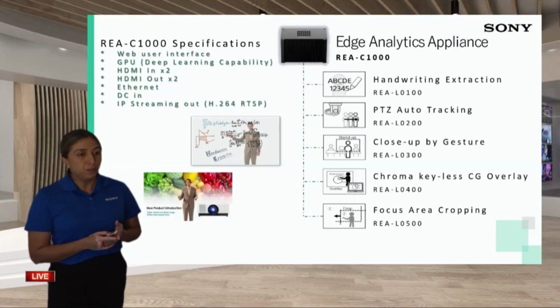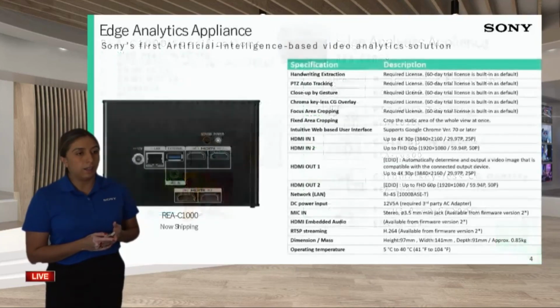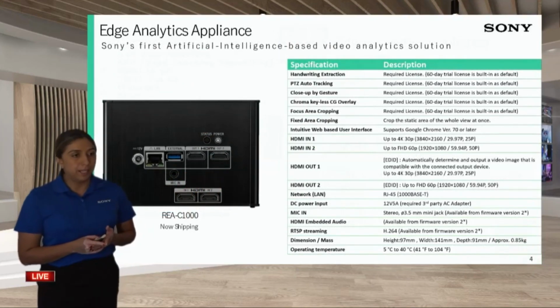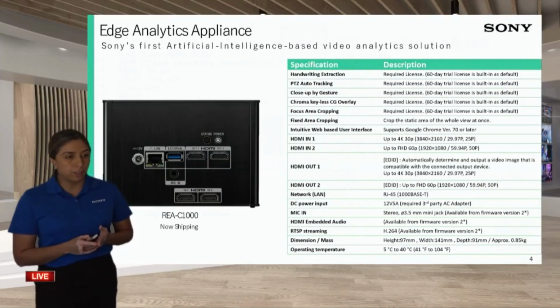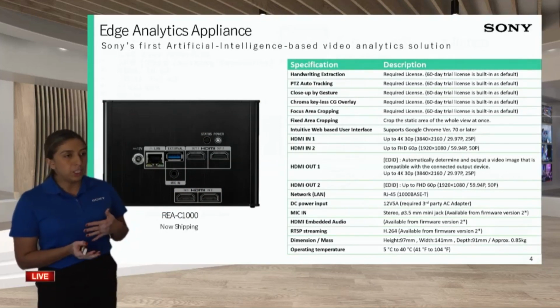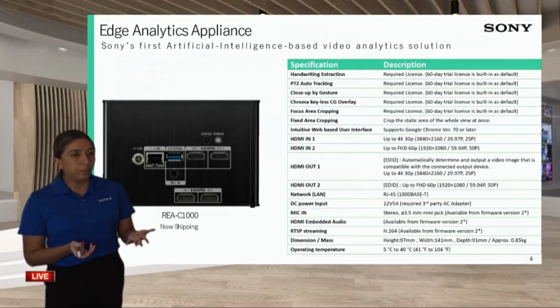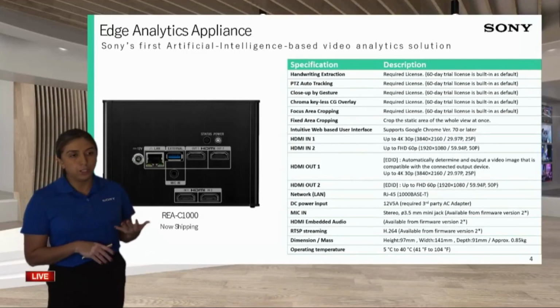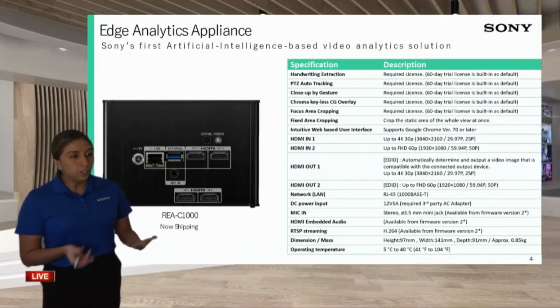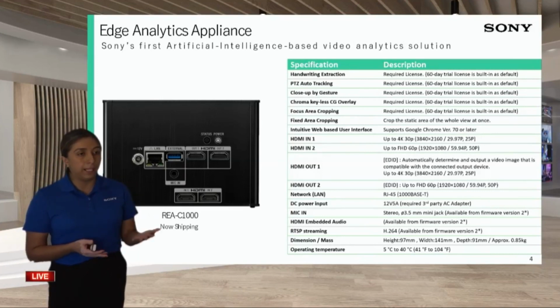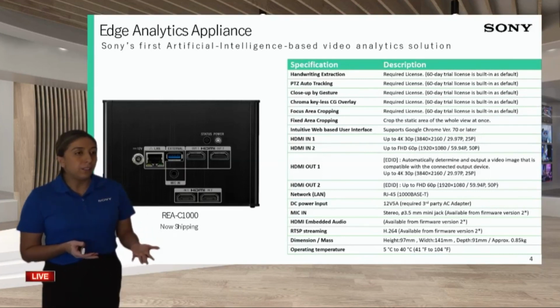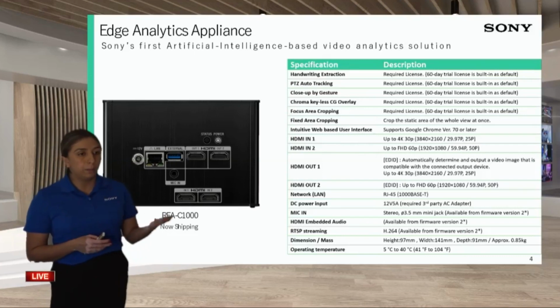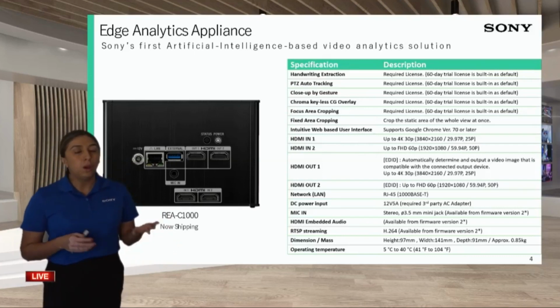So without further ado, let's discuss the appliance in a little bit more detail. It is a small form factor appliance, around 3 inches by 4 inches, fits in the palm of your hand, and it can be installed on a rack or put in a server room. You pick and choose which software license you have application towards. So if you only have a use for PTZ Auto Tracking, you're only going to pay for that software license. So you pay for what you need, and it's not a recurring fee.